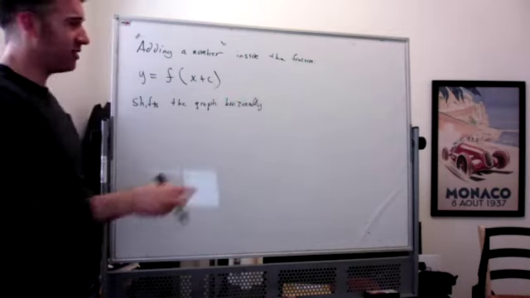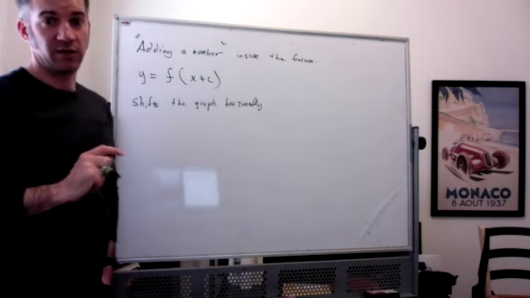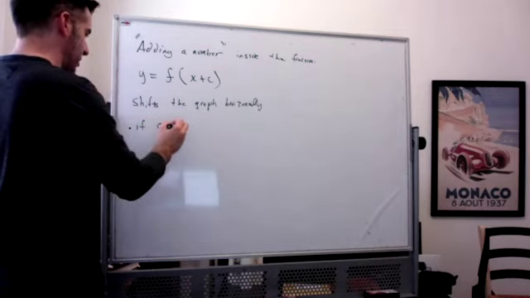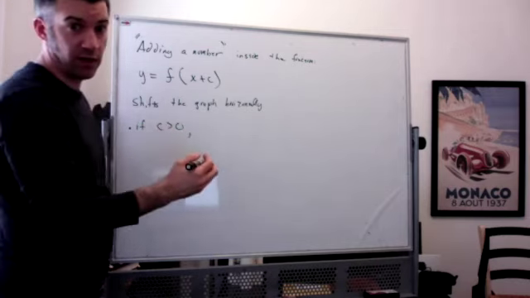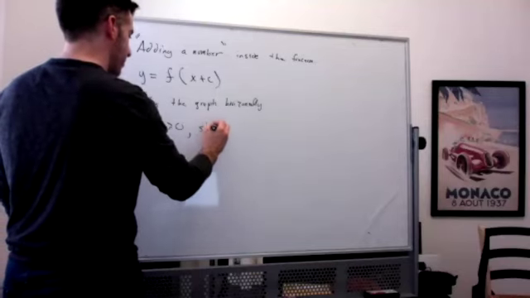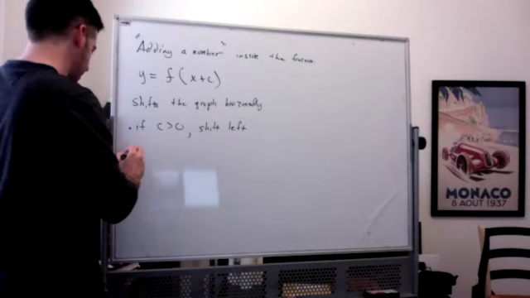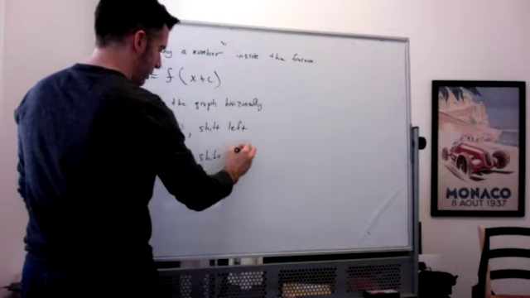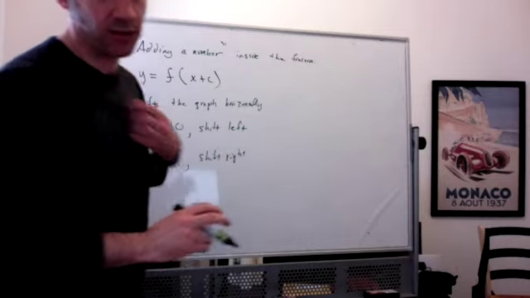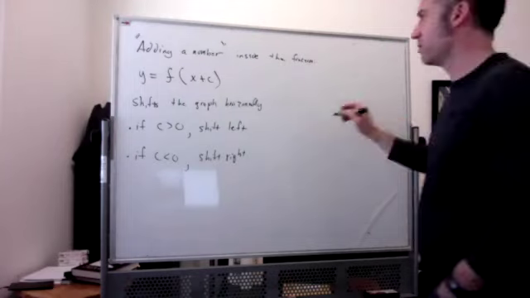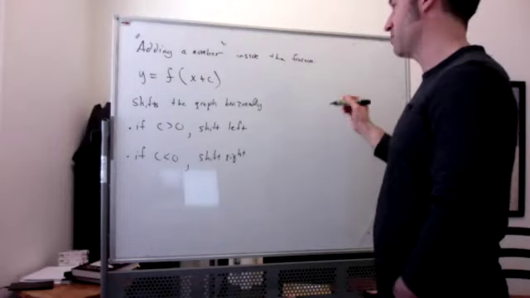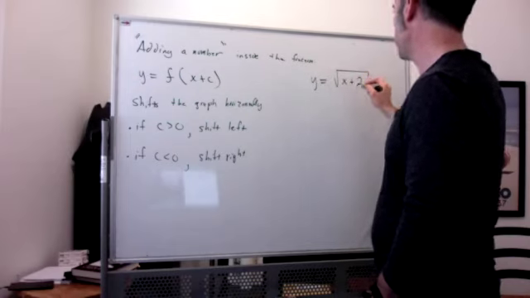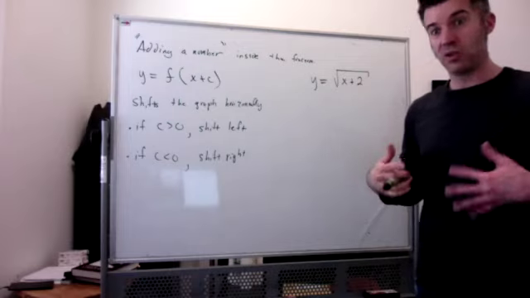If c is positive, so this is like x plus 2, for example, it's going to shift the graph 2 to the left. So if the thing you're adding is actually positive, then we're going to shift it to the left. And if c is negative, we're going to shift to the right. And I think we can explain this fairly well through an example. So yeah, let's look at another square root example. I like the square root function because it doesn't have any symmetry. Let's say I want to graph y equal to the square root of x plus 2. So that's going to shift it 2 to the left.